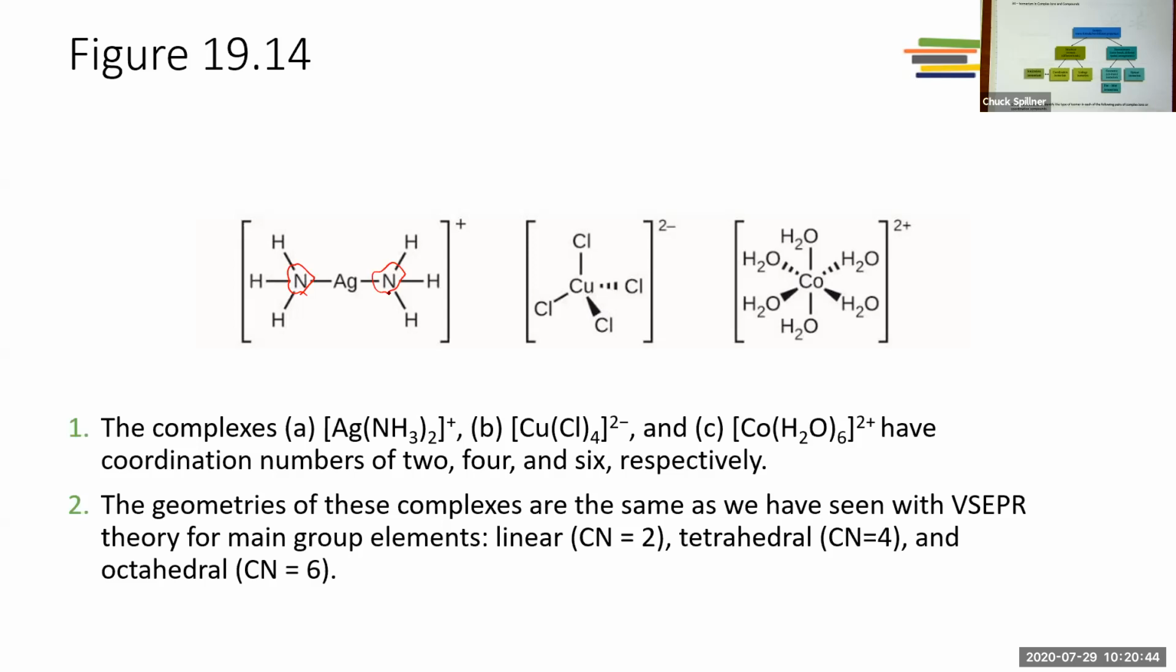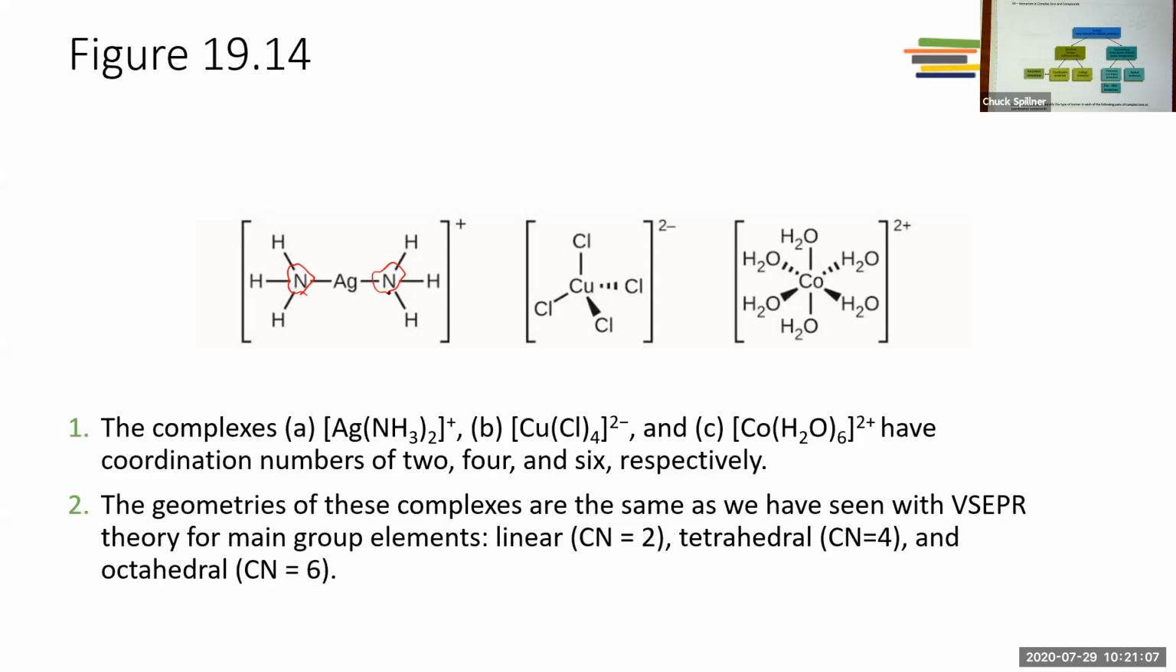The reason the coordination number is important is that it determines what the structure is, what the shape of that complex ion is. When we talk about structure, we're talking about the shape of the ion. If you have a coordination number of 2, the shape is going to be linear.